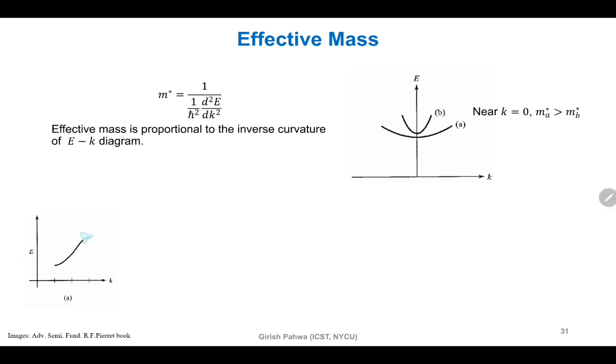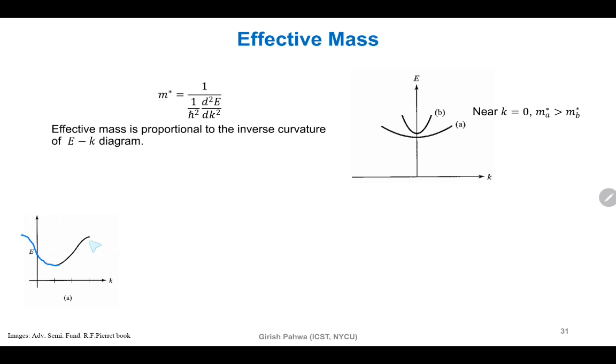So say my E versus K looks like this. I have just drawn one branch of EK. Remember in the extended zone scheme we had branches like this. Now what do I need? d2E by dk square. So let me first differentiate it one time. So what will be my dE by dk? So this band, if I draw it more properly, is going to be something like this in a reduced zone scheme.